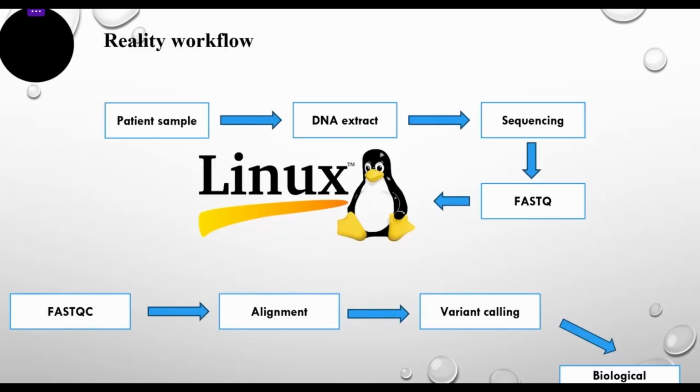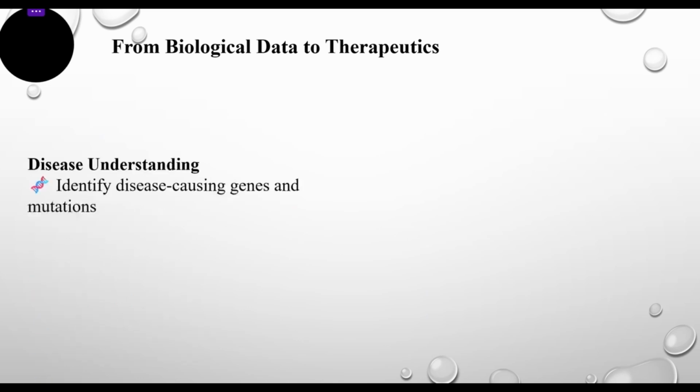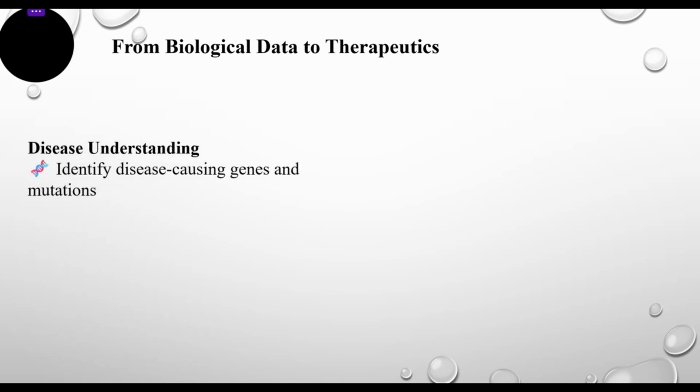Let me ask you another question. Do you think researchers perform every step using a mouse? No, Linux automates everything. Now another important question is, why do we perform genomics, transcriptomics and metagenomics? Is it simply to publish research papers? Absolutely not. The ultimate goal is to improve patient care.